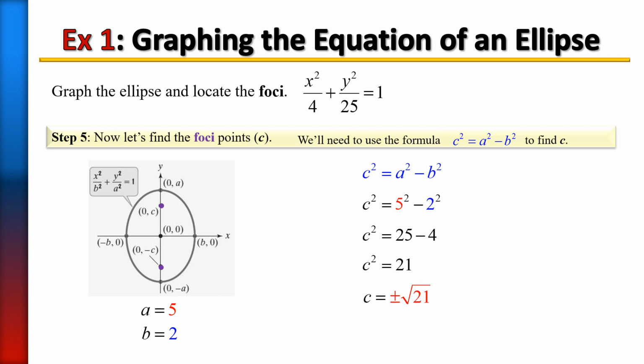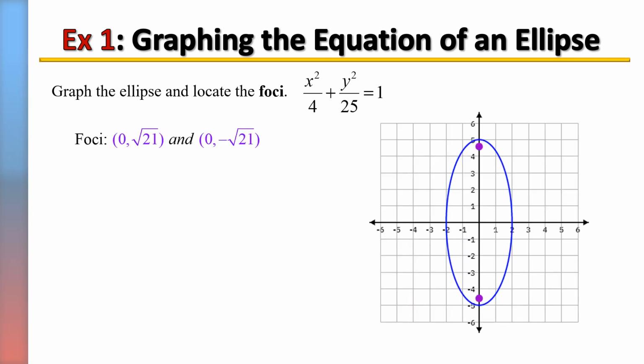Now, if we were to look at that on our calculator, that will give us an approximate value of about 4.58. So we have located our foci, which again is located at approximately 4.58, both the plus and the minus.